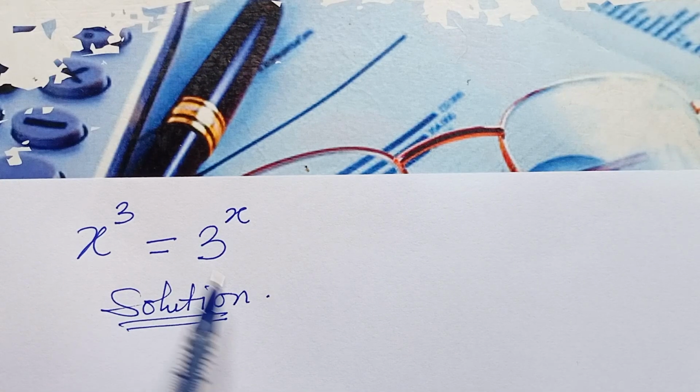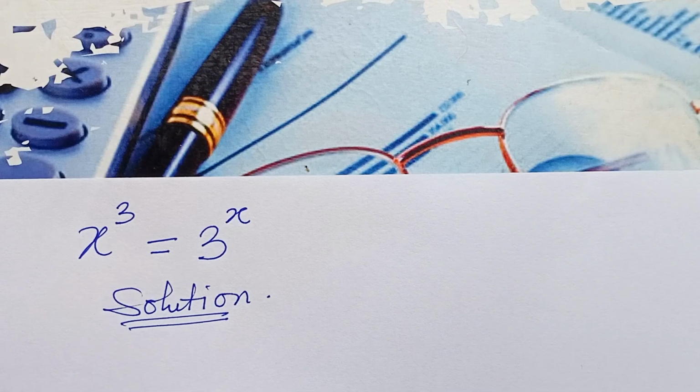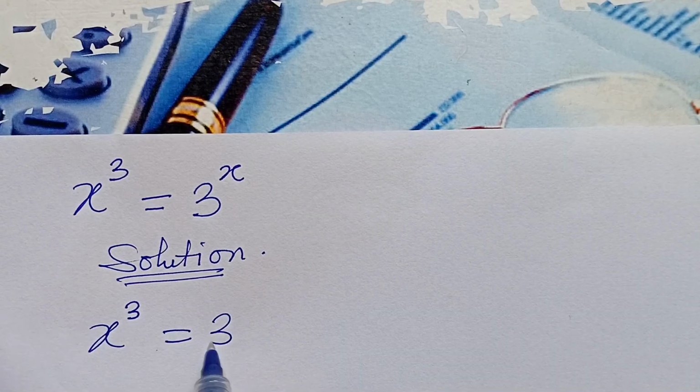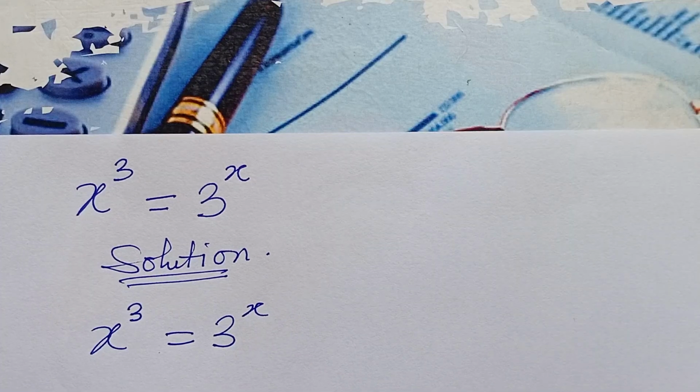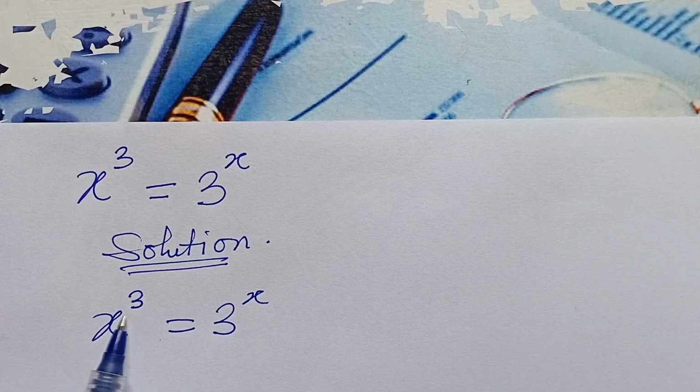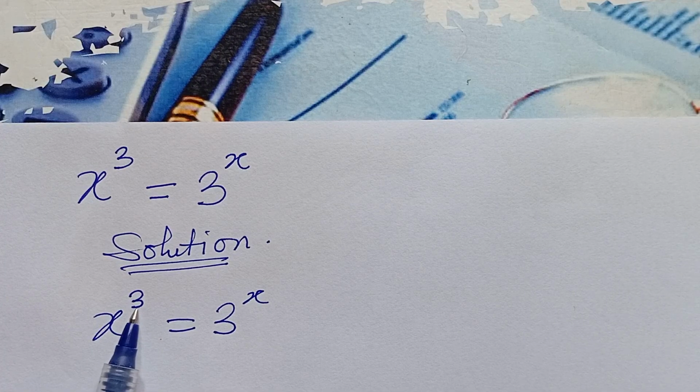So if you check this question carefully, I want to use a special method in solving this problem. So I'm going to have here x to the power of 3 equal to 3 to the power of x. This is the major question, right? Good. So I want to eliminate this 3 at the exponent here.